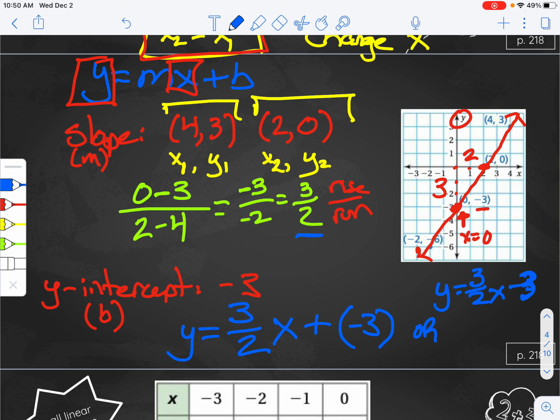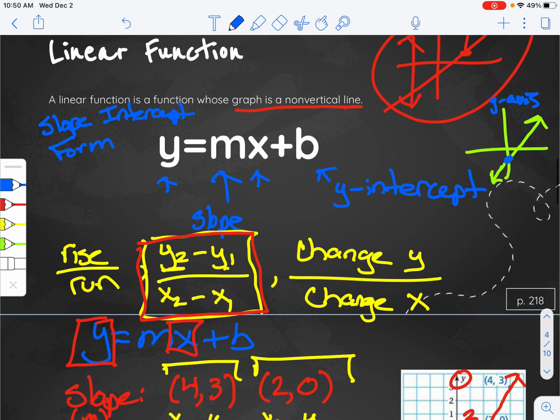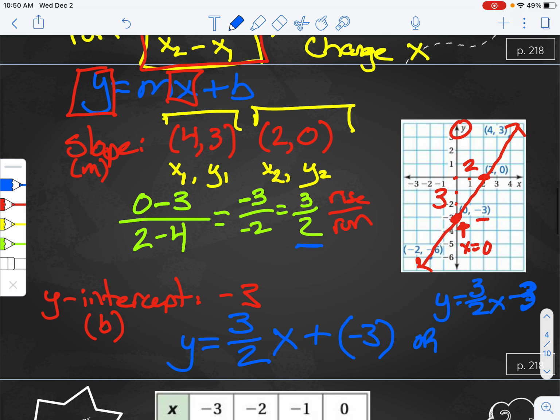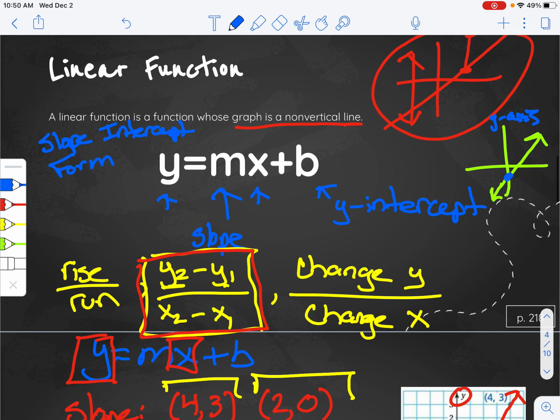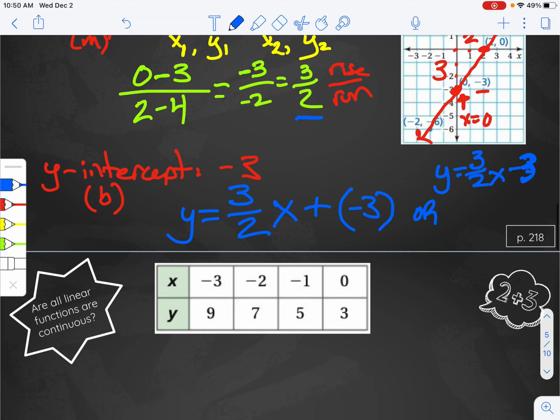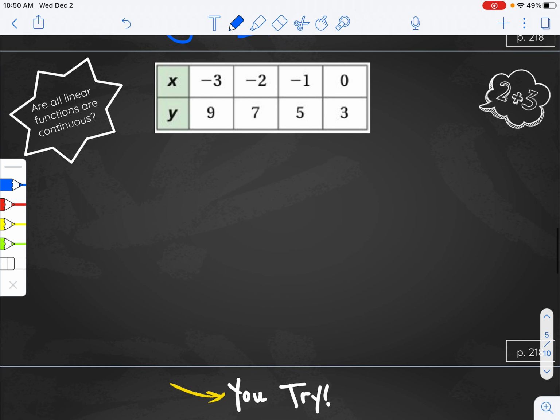So that is how we would take a graph, a picture, and we would write an equation in this linear form. I guess we're not writing an equation, we're writing a function. We're writing a linear function.